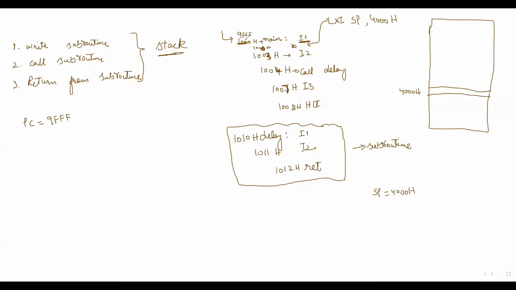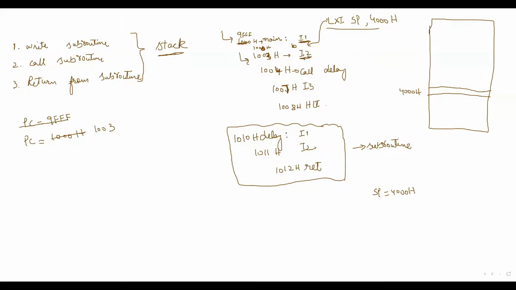Okay. Now when PC gets incremented, so it is a 1-byte instruction. I1 is a 1-byte instruction. So the next value in PC will be 1000H. So that means it will execute which instruction? This instruction. So in SP, we will have 4000H. Now our PC will be 1003H because this is a 3-byte instruction. Now it will execute this I2.